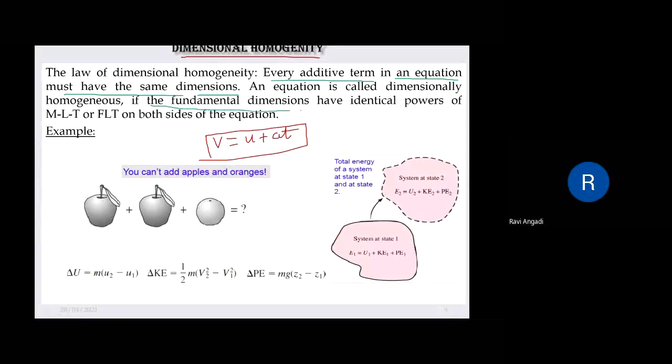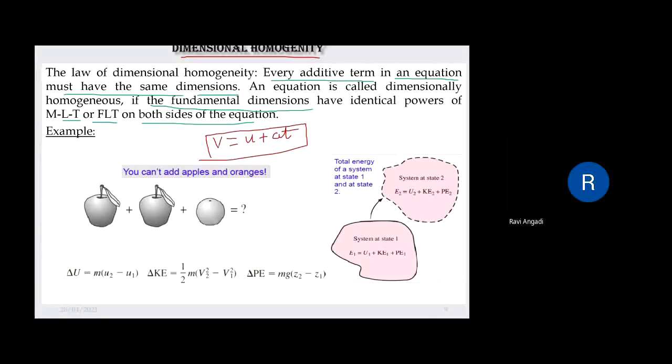An equation is called dimensionally homogeneous if the fundamental dimensions, can anyone tell what are fundamental dimensions? Yes, mass, length, time, correct, temperature, amount of light. These are all called fundamental dimensions. They should have identical powers of MLT or FLT on both sides of the equation. Then we call it a dimensionally homogeneous equation. I have taken one example here: V equals U plus AT. This is the equation of motion.